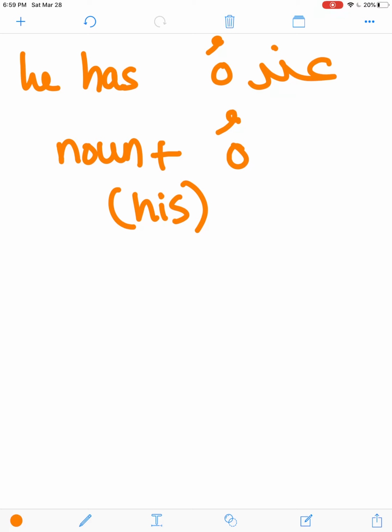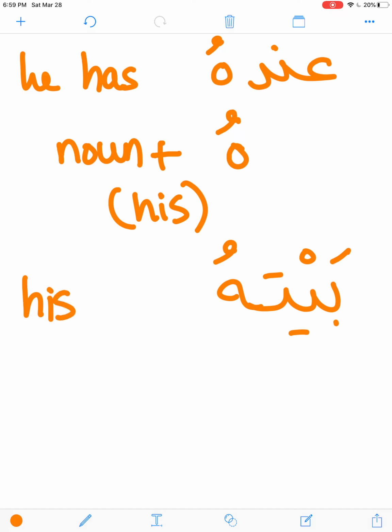Just like we said with عندي, the ya at the end, I have, that ya, when you put it at the end of a noun, it makes it mine, بيتي, my house. So we could do the same thing. If I take the word بيت, and I add this hu to the end, it becomes his house. بيته. And to make it easy, we're going to pronounce it by putting a dhamma on top of the ta. بيته, his house.